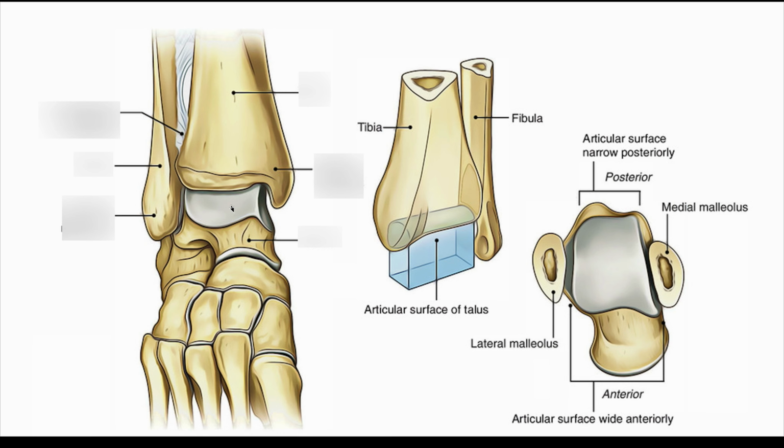And as you notice over here, the dome, the silver part, is the only part that's really joining with the tibia and the fibula to form that ankle joint. And therefore, that's the only part of the talus that we need to think about when it comes to moving our foot up into dorsiflexion and down into plantarflexion.